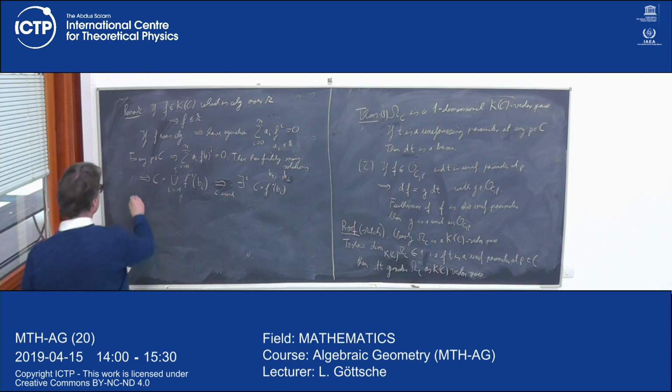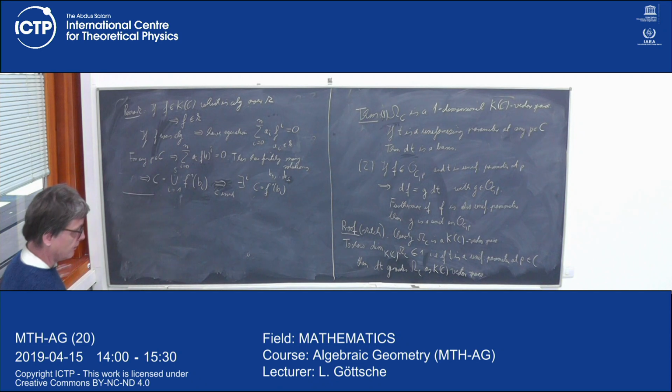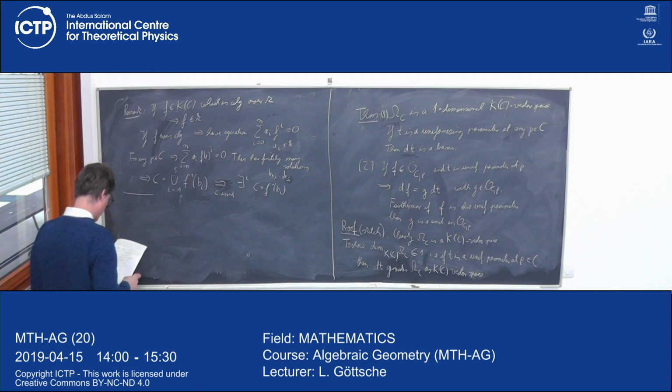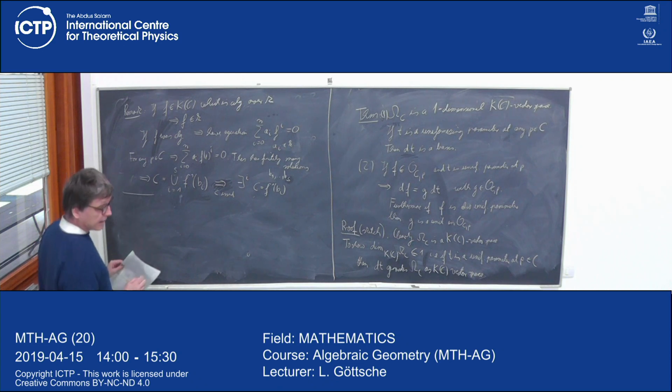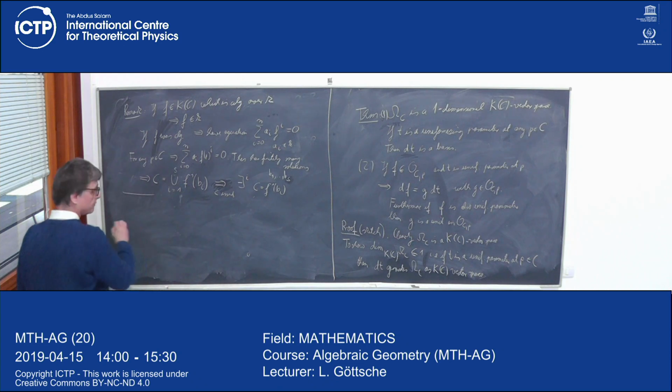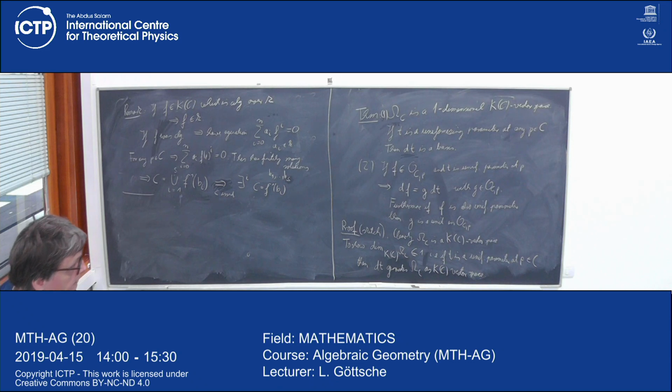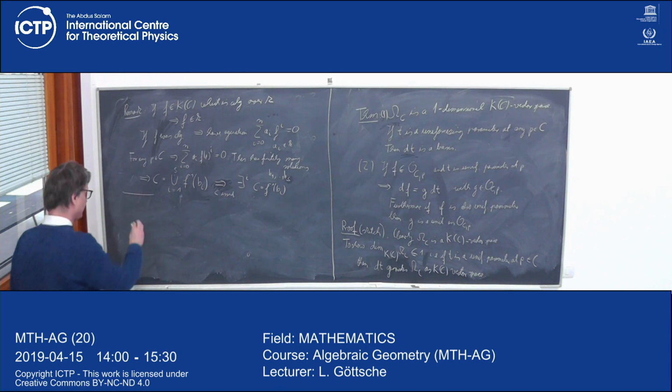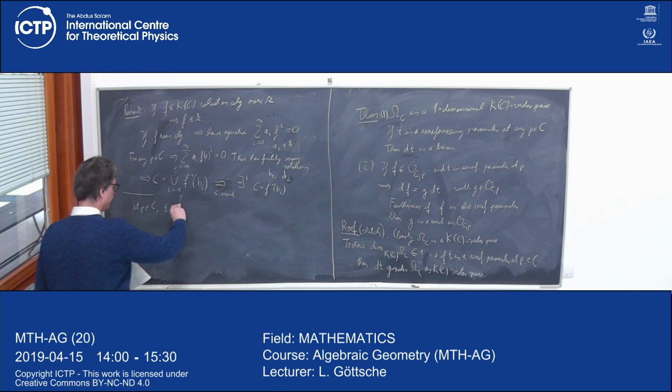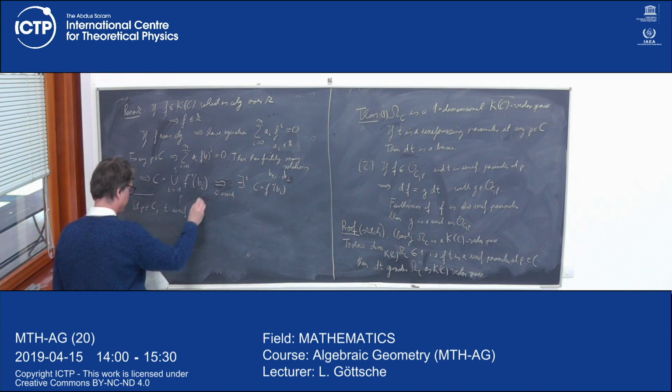Okay, so now this was a side remark. Now we want to apply this to T. So we take our point P in C, and T a uniformizing parameter at P.